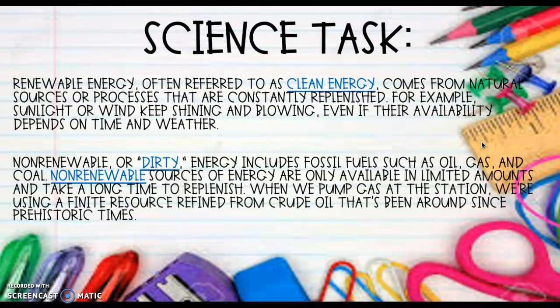All right, so today for science, we're going to do something a little different. We're going to be talking about renewable energy and non-renewable energy. So I have put in on this slide the definitions that you can look at to help you understand renewable energy and non-renewable energy. All right, so renewable energy is often referred to as clean energy. It comes from natural sources or processes that are consistently replenished. For example, sunlight or wind keep shining and blowing even if their availability depends on time and weather.